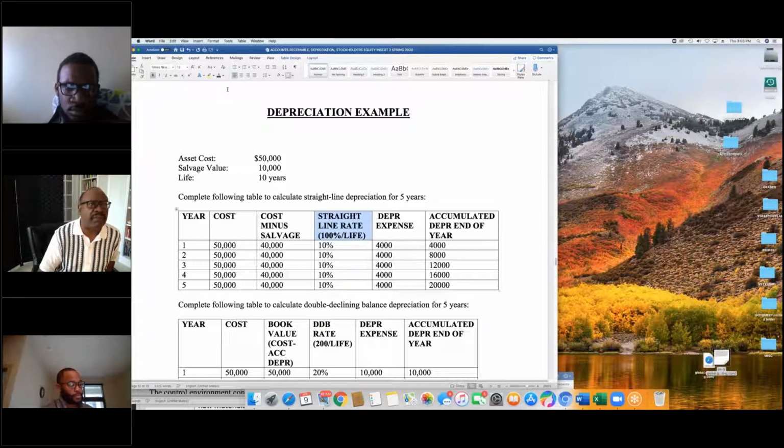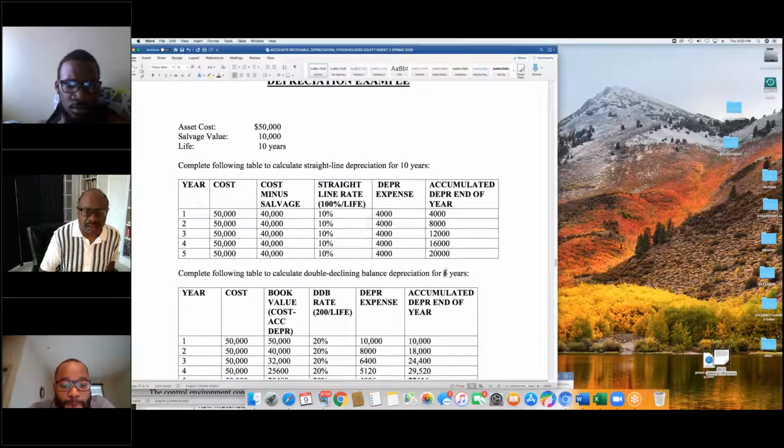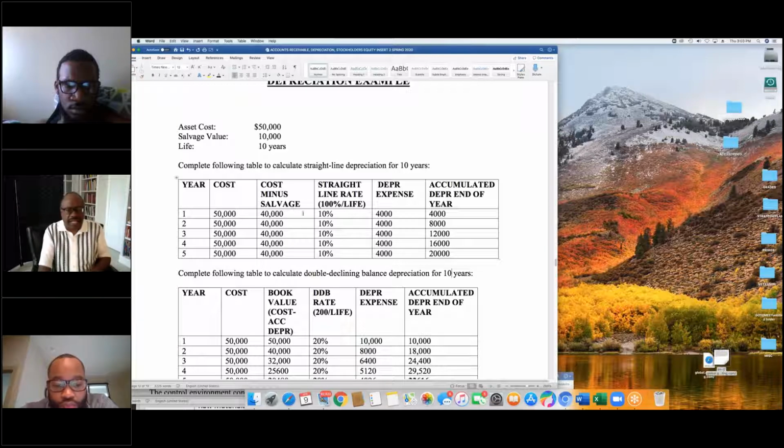So to get this rate, we take 100% and divide it by the 5-year life. Wait a minute. I'm looking at this. I think this should be 10 here. What do you think? What are we looking at? Yeah, it should be 10%, and this should be 10. So the life would have been 10. The rate is 100% divided by 10, so it's 10%, applied to the cost minus the salvage value.